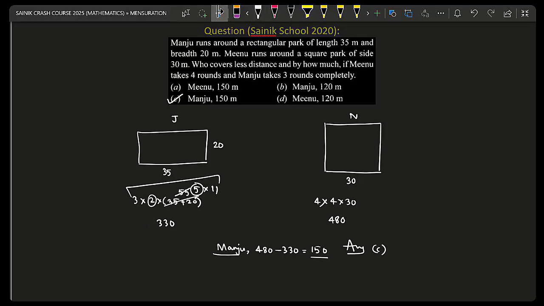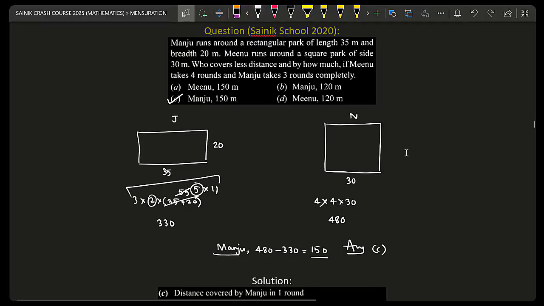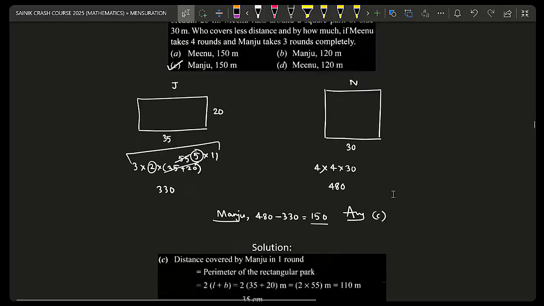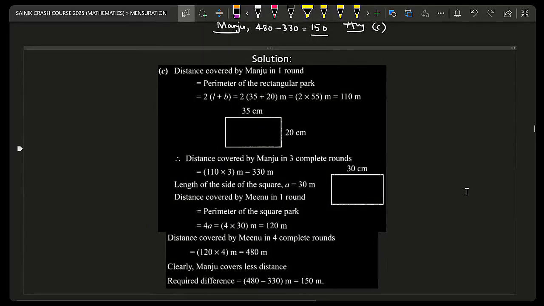So you can mute now. So this is how we are going to find. This is the application of perimeter. Okay. So we found the distances covered by both of them and subtracted. We got the answer. So the answer is Manju is covering less distance, and by how much less distance? 150 meters. That we got by the difference of those two.